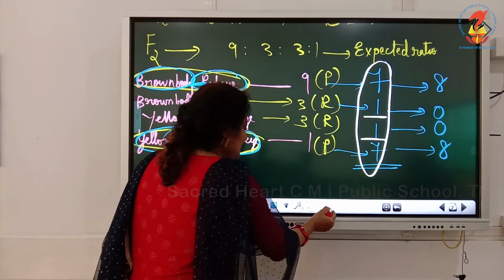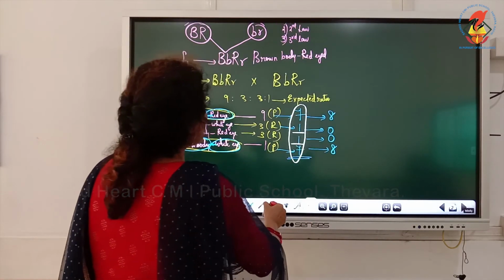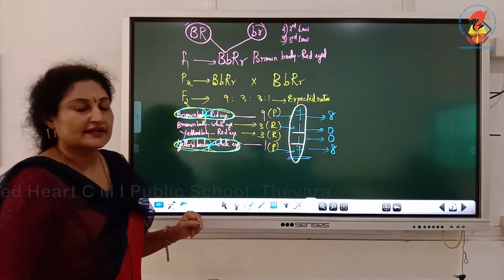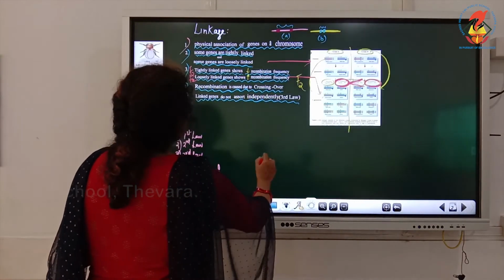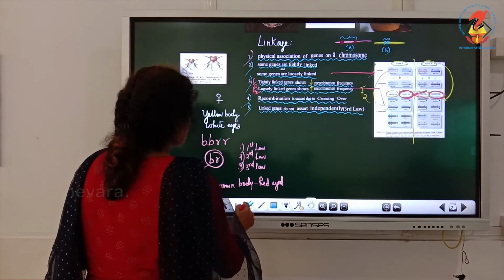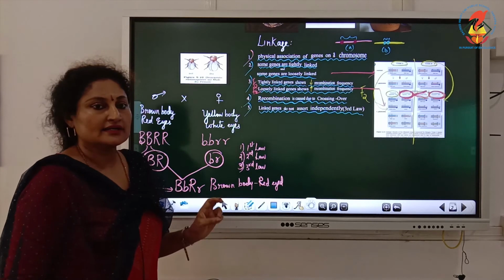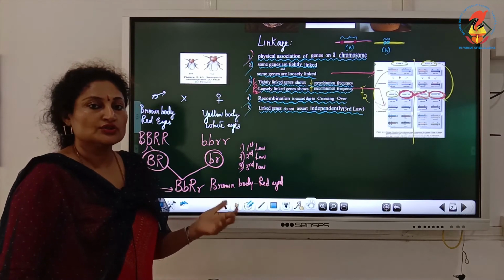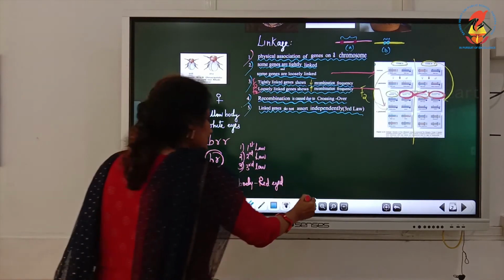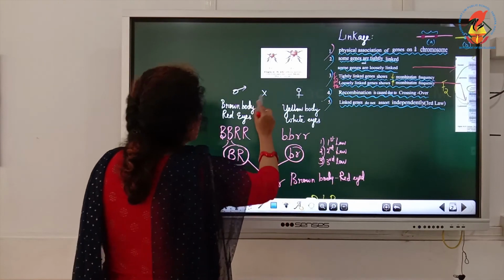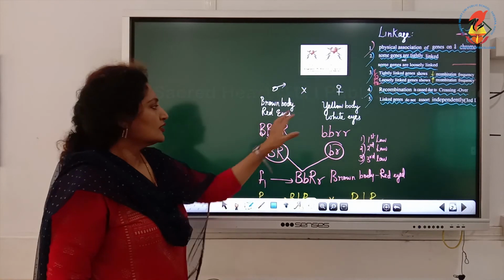So once again he derived the fourth and fifth points by working across a dihybrid cross between brown-bodied red-eyed males and yellow-bodied white-eyed females. What are the fourth and fifth conclusions? Recombination is caused due to crossing over, and linked genes follow the two laws of Mendelism but do not follow the law of independent assortment.